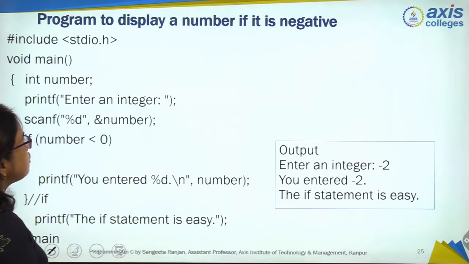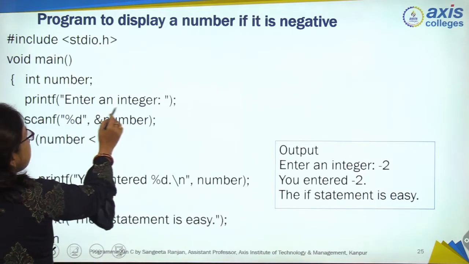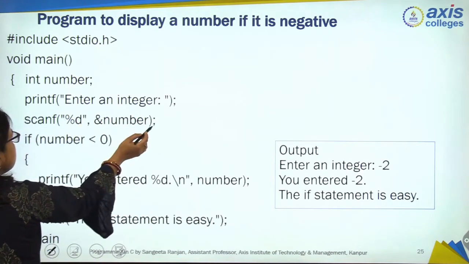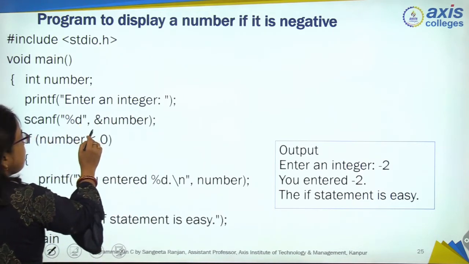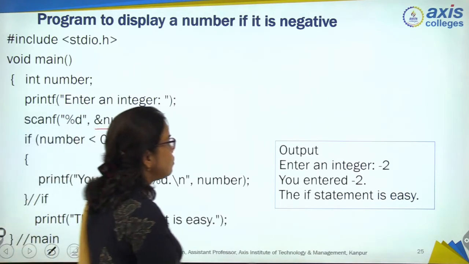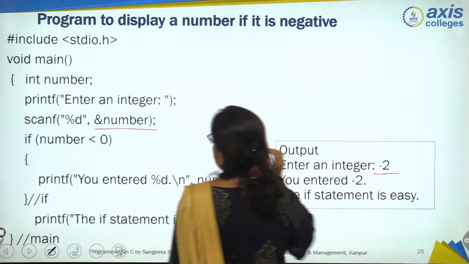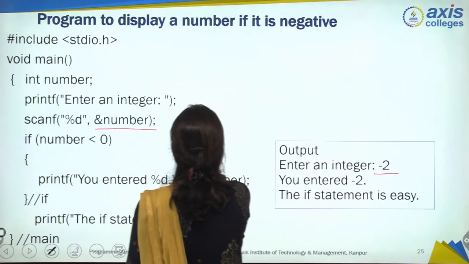This is a program to display a number if it is negative. अगर ये नंबर निगेटिव होगा तो ये प्रोग्राम मुझे डिस्प्ले करेगा कि ये नंबर निगेटिव है. इसके लिए ये प्रोग्राम है. तो इस प्रोग्राम को हम ऐसे समझ सकते हैं कि printf enter an integer. We have to enter an integer and scanf takes the number in the number variable. Here is the output, enter an integer, and the integer is -2. Here we have entered the integer, that is -2.